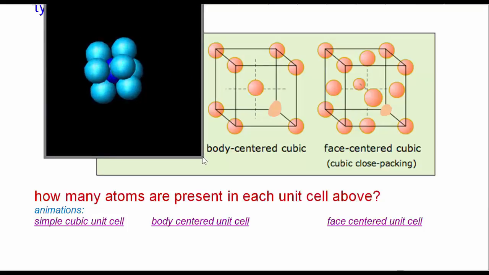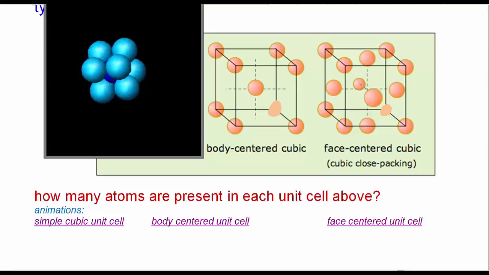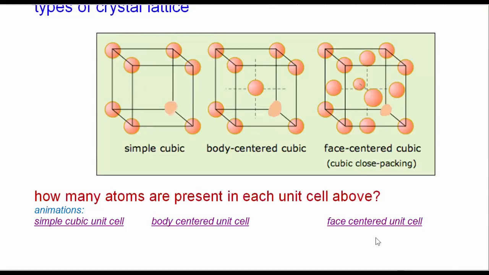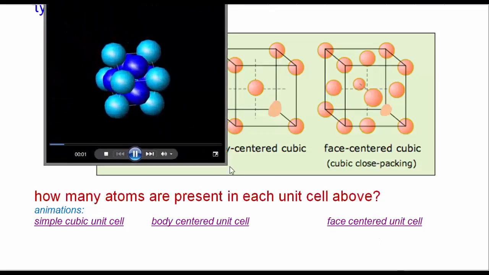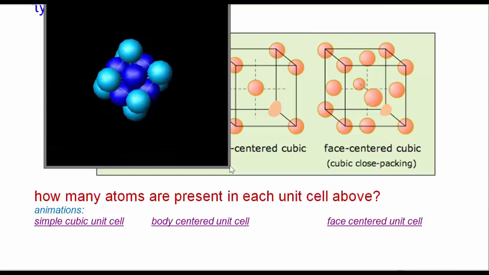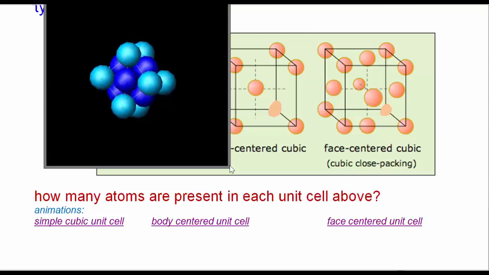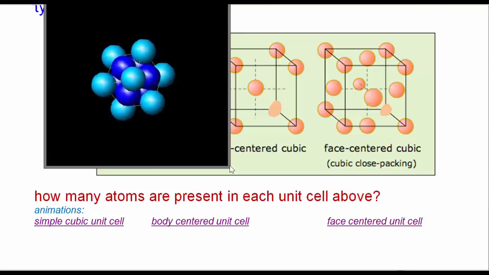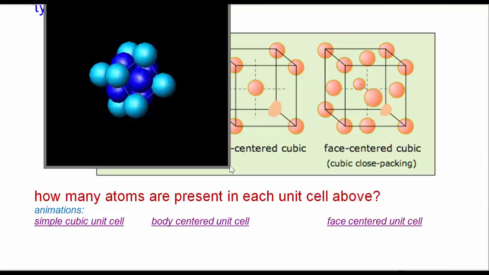The body-centered unit cell looks really similar to a simple cubic, except there's an atom in the center. An entire atom in the center for body-centered. And then in face-centered, we again have an atom at each corner, but there's also an atom at each face of the cube. So half of it's in the unit cell, and half of it is outside of the unit cell.